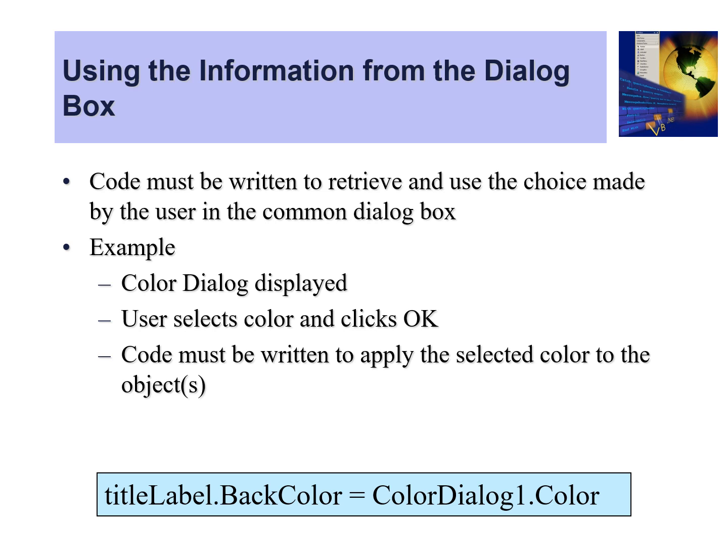Let us see how the information from the dialog box is used. Code must be written to retrieve and use the choice made by the user in the common dialog box. For example, when the color dialog is displayed, the user selects a color and clicks OK, and code must be written to apply the selected color to the objects. TitleLabel.BackColor = ColorDialog1.Color helps to apply the color to the title label.